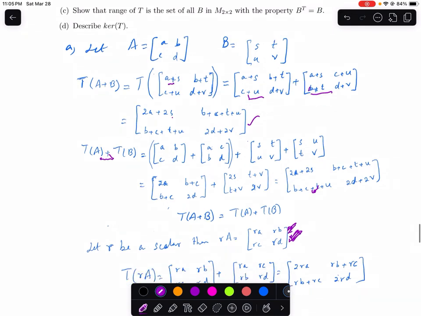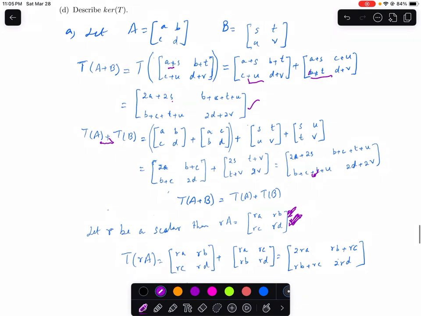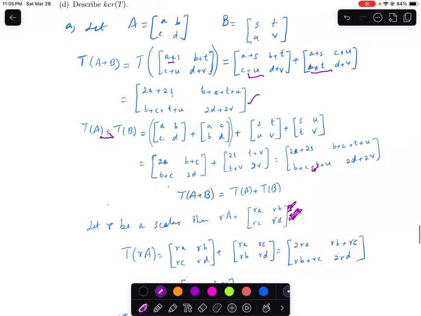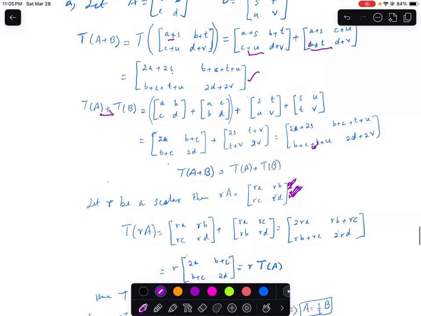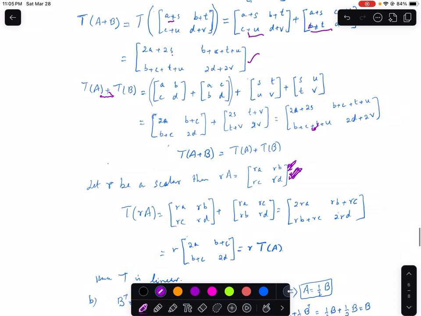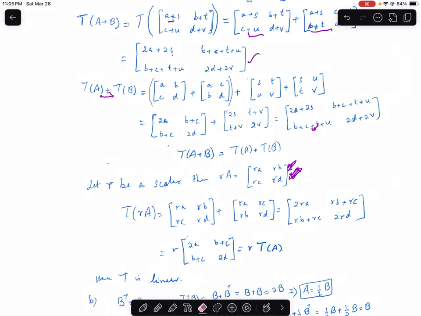And then when we add those, we end up getting a matrix like I have shown here. And then we can go to the right hand side, R times T of A, and we can show that we get the same result. Or I actually went from here, took out the R, and what I have inside is T of A. Hence T is linear.